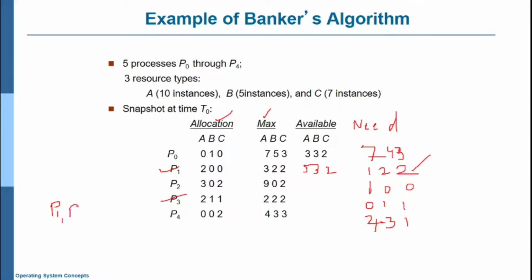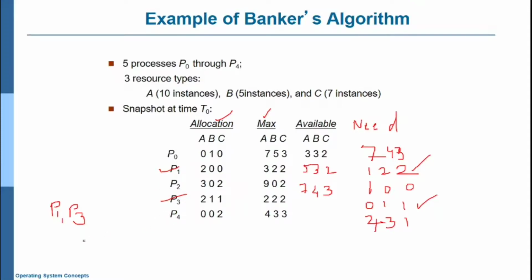So P3 will execute first. All its resources will be added here. So 5 plus 2 it is 7, and 1 plus 3 it is 4, 2 plus 1 it is 3, so this condition is satisfied. Next we can satisfy even P0 now, but we will move in the sequence.